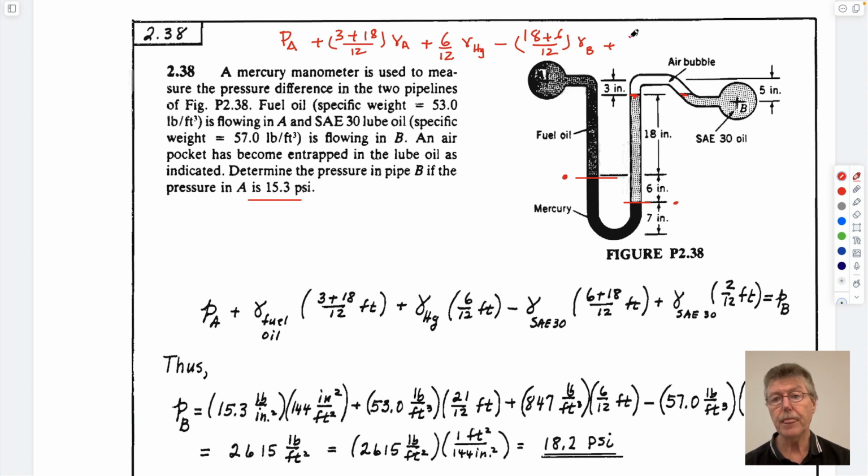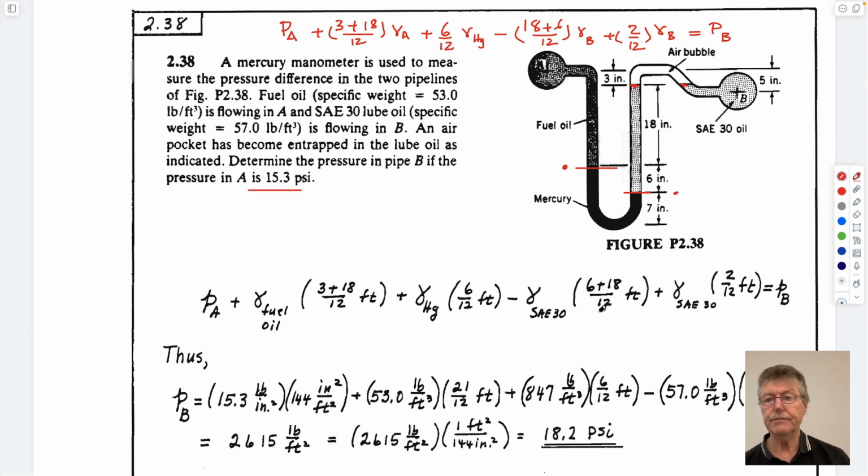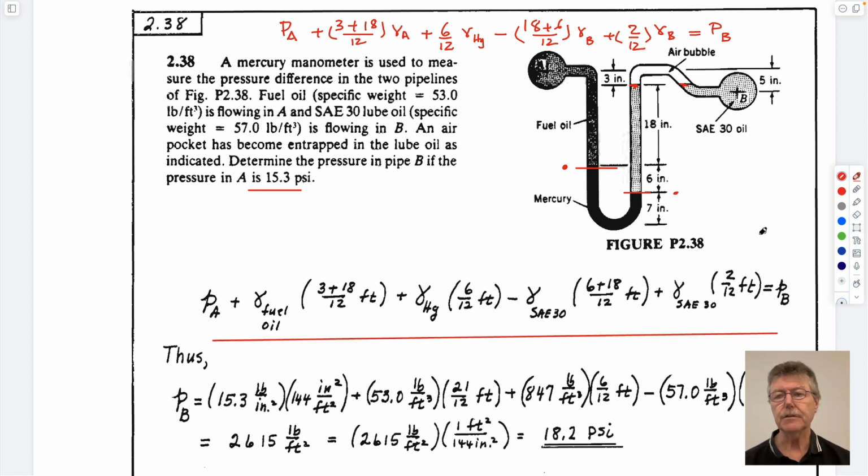2 inches, which is 3 inches up times unit weight of B, and that equals pressure B. And I think you have, it's exactly the same expression here. So it's just that we've done it interactively.